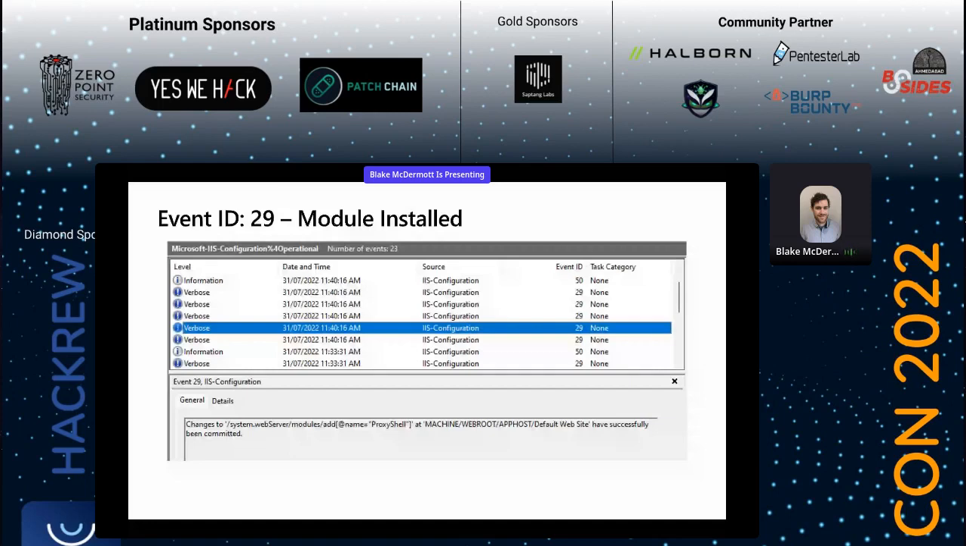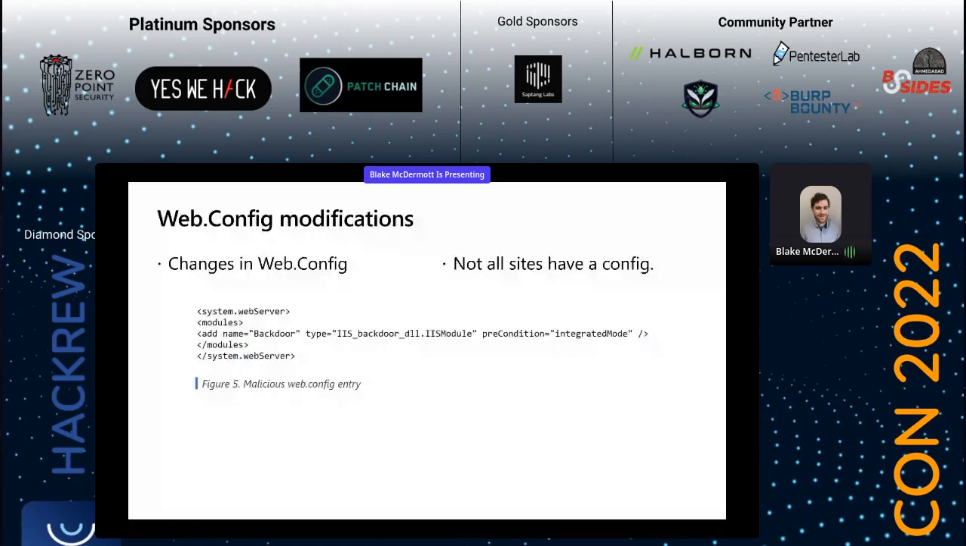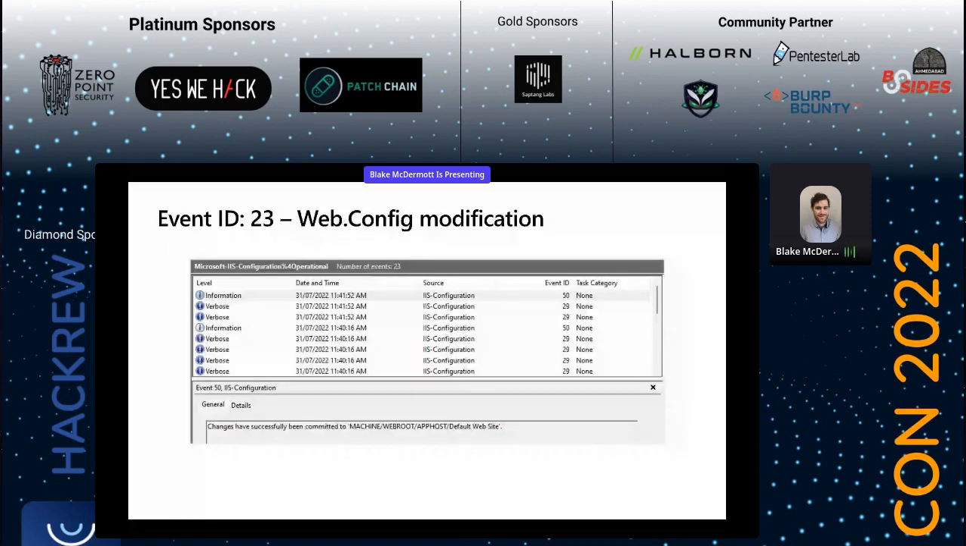It can also be really useful to monitor for web.config modifications. Within the web.config, we'll have a list of all modules installed on the website. You can see here the add name backdoor. Within the Microsoft IIS configuration operational log, there will also be an event ID 23 whenever a change to the web.config is made. It won't tell you what the changes are, so it can be great. It's an important step to make sure you have a backup of your web.config to compare against the production version in case any malicious changes are made.